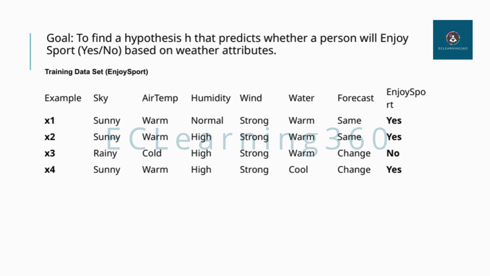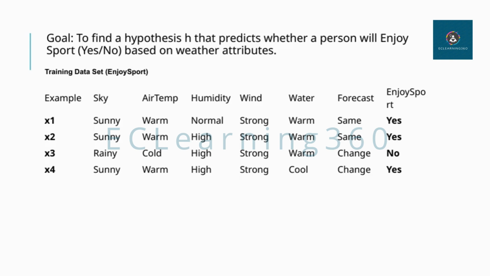To help us understand this better, we have a training data set. This data set includes several examples, each with specific weather conditions and whether or not the person enjoyed the sport. For instance, the first example shows a sunny sky, warm air temperature, normal humidity, strong wind, warm water, and the forecast being the same, which resulted in a yes for enjoying the sport. Similarly, the second example also has sunny weather and warm temperature, but humidity is high, and again, the person enjoyed the sport. On the other hand, the third example features rainy weather, cold temperature, high humidity, and a forecast that indicates change, which resulted in a no.